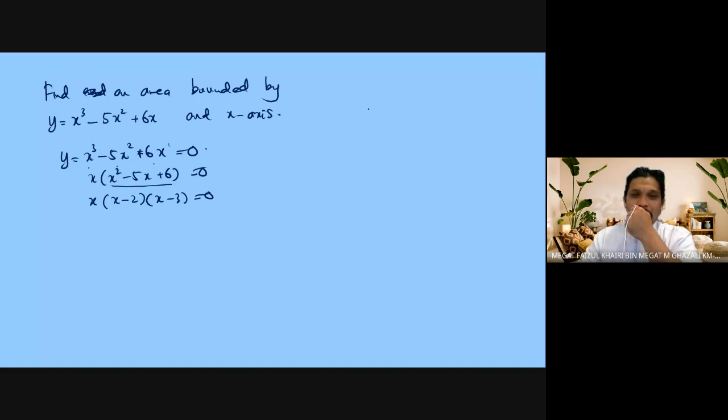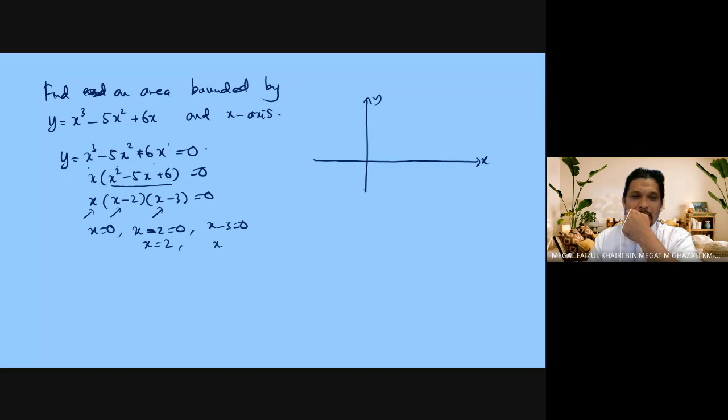Get it? Okay, now if I sketch this, because we have three linear factors, from here we can say that x equal to 0, x minus 2 equal to 0, and x minus 3 equal to 0, then x equal to 2, and x equal to 3. So from here, we get three different values of x: x equal to 0, x equal to 2, and x equal to 3.